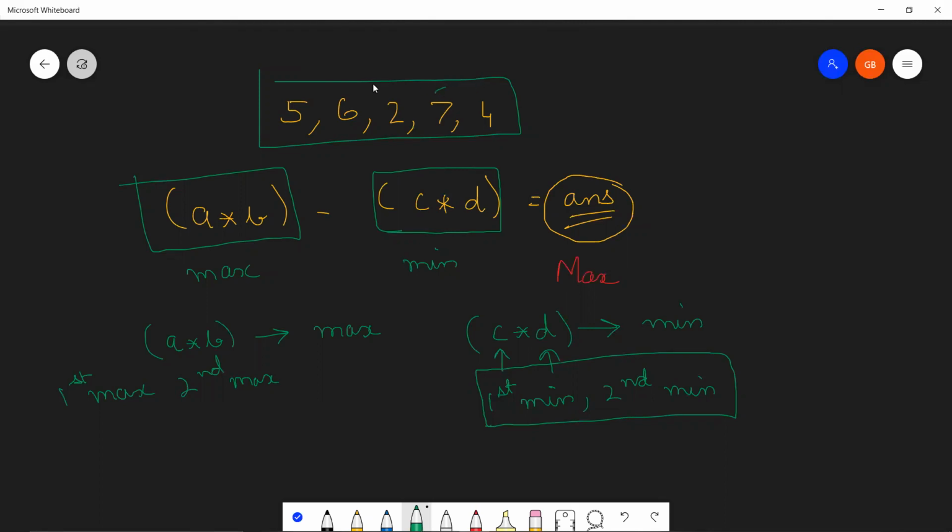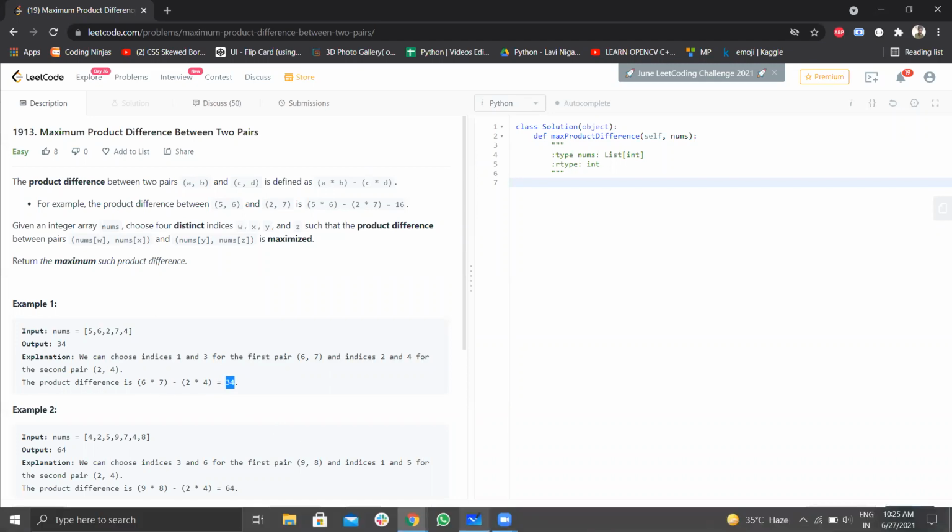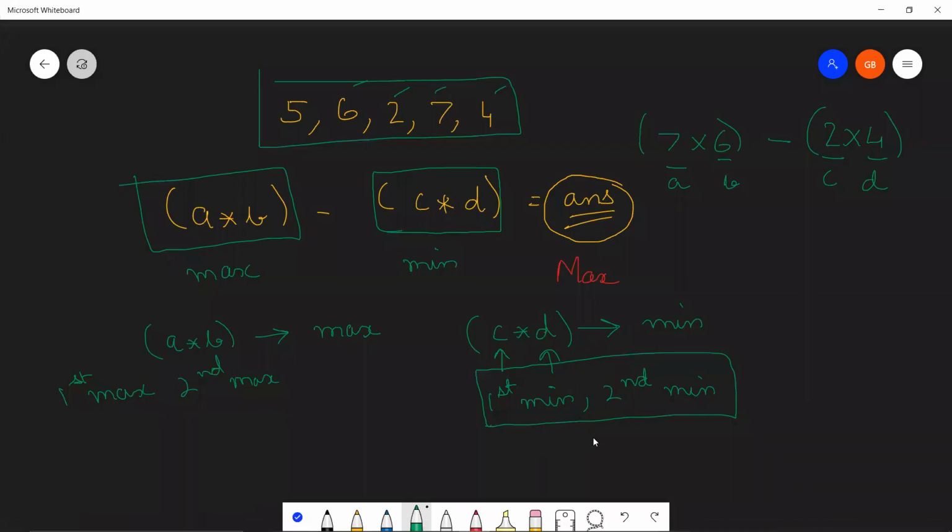So first max is definitely 7, second max is 6. So 7 into 6 subtracted. First min is 2, second min is 4, 2 into 4. So these are the A, B, C, and D that we have over here with us, isn't it? So this difference will give us the maximum answer, and yep, they have chosen this itself, 6 into 7 minus 2 into 4, which will give us 34.